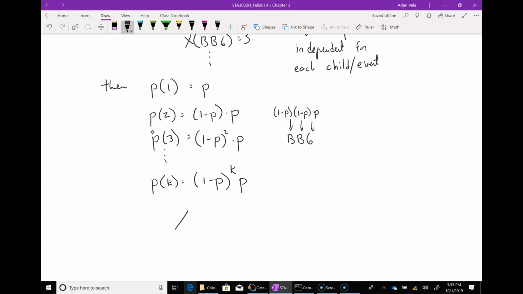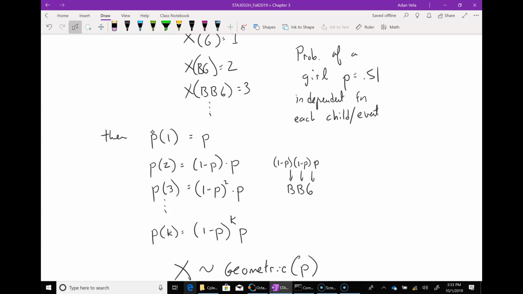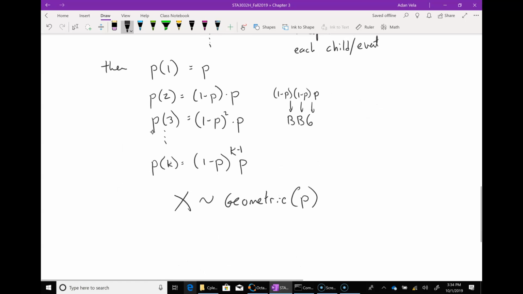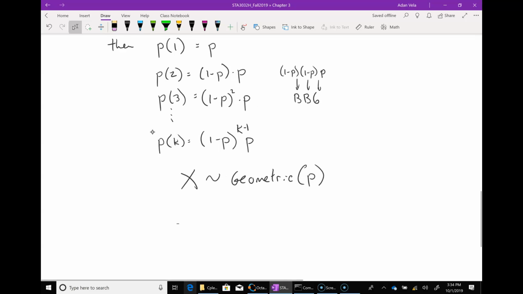And so this is actually called the geometric distribution. And it's just parameterized by P. Of course, this applies to all sorts of problems. How many games until... Yes, ma'am. Yes, K minus 1. Thank you. Yeah. And in fact, we can write the shorthand notation for this.